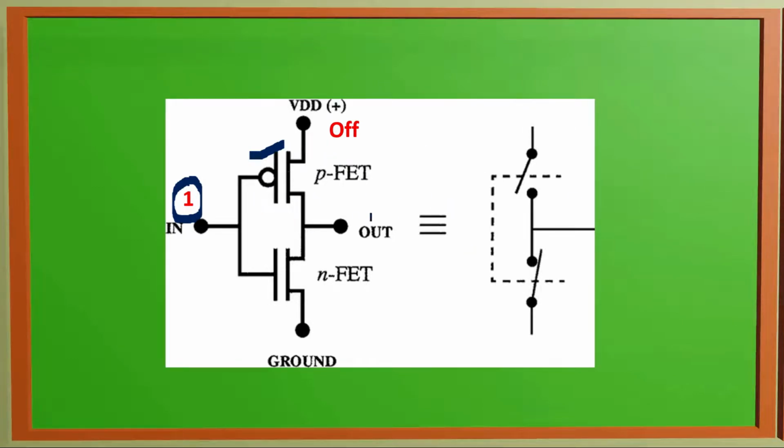So we have switches. One transistor will work as one switch. So if input is 1, PMOS will be off and output will be 0. This is how it works. We have only ones and zeros. According to our logic and design, the circuit will perform.